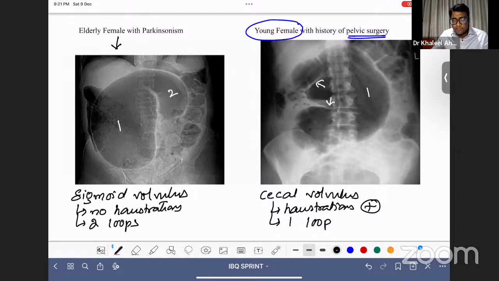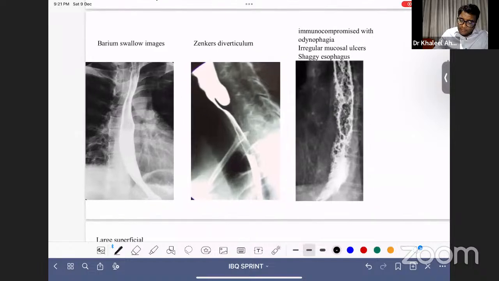Generally, sigmoid volvulus is very common in elderly patients, and cecal volvulus is more common in young patients. Sigmoid volvulus will be associated with large bowel obstruction, whereas in front of the cecum, what do we have? The ileal loops. So cecal volvulus will be associated with small bowel obstruction, and sigmoid volvulus with large bowel obstruction. That is easy.